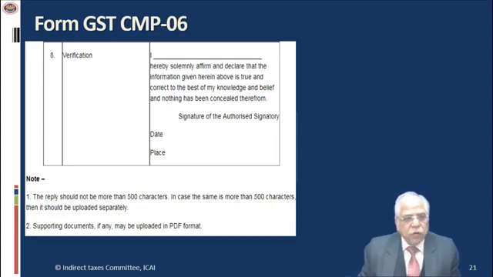With these words, I would like to conclude my discussion on how to reply to a show cause notice. I feel that you will find this discussion useful and it will help you in filing replies against the show cause notices which will be issued under the GST Act. Thank you, friends.